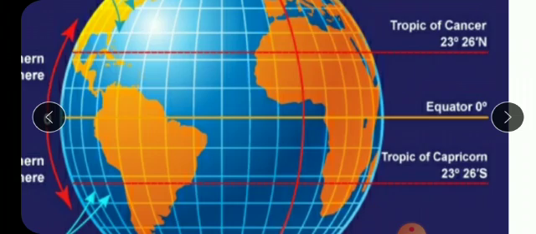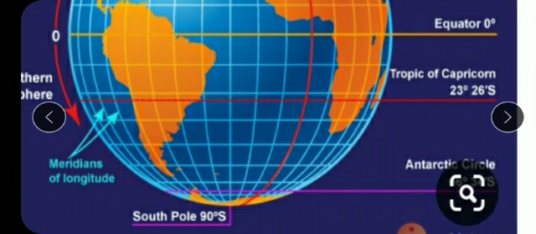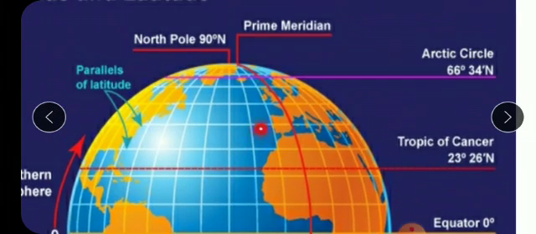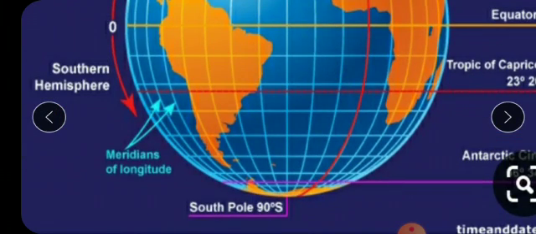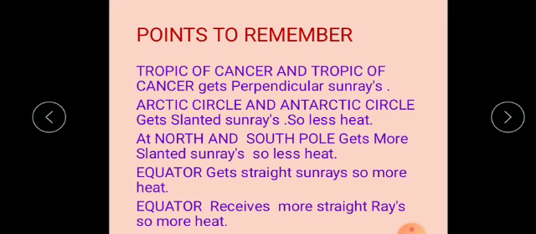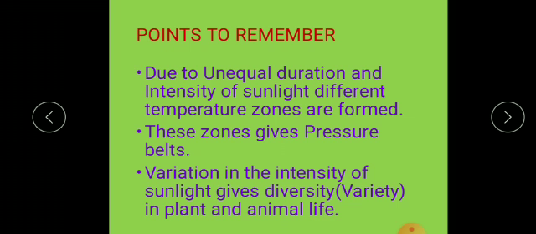Arctic circle and Antarctic circle, slanted sun rays means what again? Less heat and less temperature. And at north and south pole again, more and more slanted sun rays means less temperature, isn't it? So because of these different temperatures, you see different temperature zones like this, somewhere more temperature, somewhere less temperature. These are different temperature zones which are formed because of this unequal distribution of sunlight.